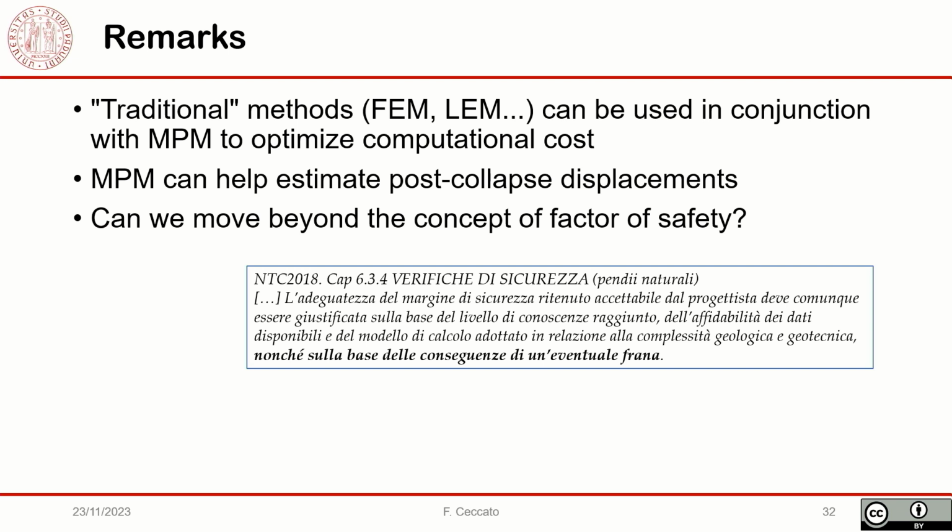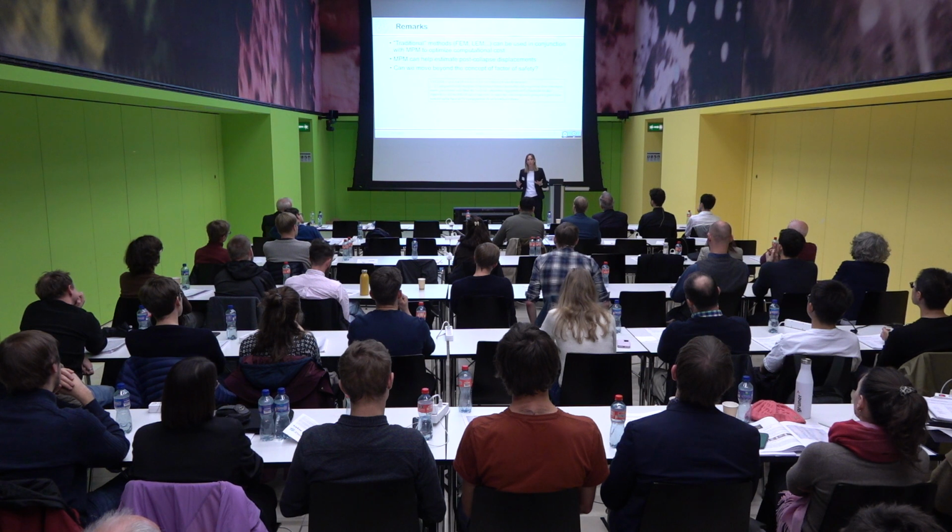So the consequences of a landslide is something very difficult to estimate with the tools we have now. Probably we can only use experience for that, but maybe having a tool that can tell you something about that could be a useful support for this kind of decision.